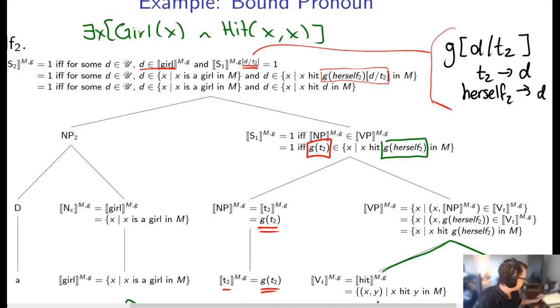And then in the third step, we have our final result. If for some D in our universe, D is in the set of X such that X is a girl, and D is in the set of X such that X hit D in M. So we're just seeing the replacement of the trace and herself too with that same variable. So that's how we can do bound pronouns.